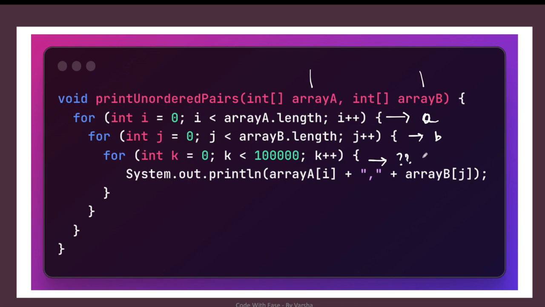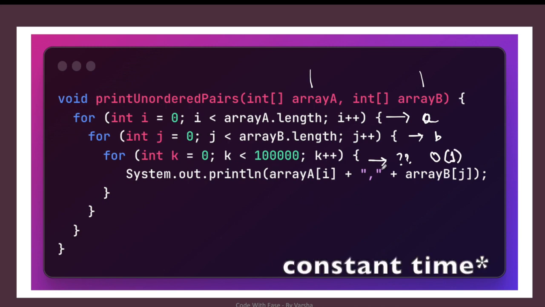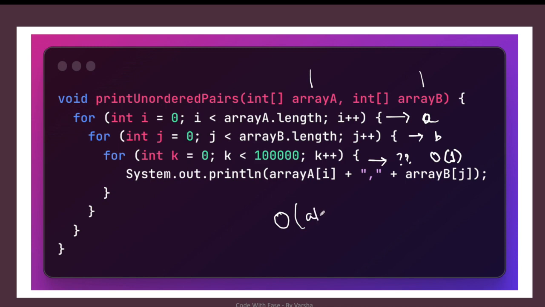Is any input involved? Is array A's length or array B's length involved? It is not. So very obviously this is taking constant time. Okay, same as what we were seeing in the comparison step over here. In the first two loops, the execution time will be considered. So this is again having a time complexity of big O of a times b.